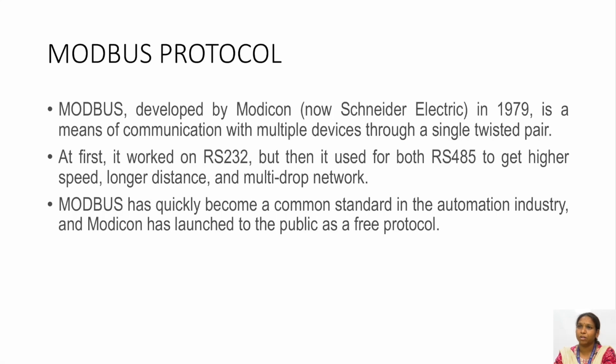Modbus, developed by Modicon in 1979, is a means of communication with multiple devices through a single twisted pair. At first, it worked on RS-232, but then it was used on RS-485 to get higher speed, longer distance and a multi-drop network. Modbus quickly became a common standard in the automation industry, and Modicon released it to the public as a free protocol.